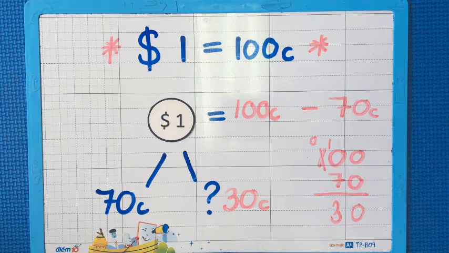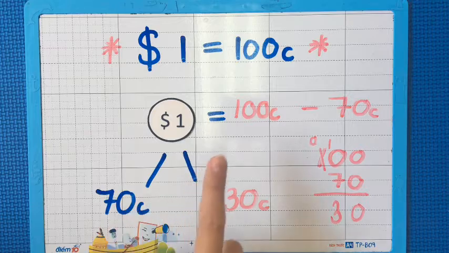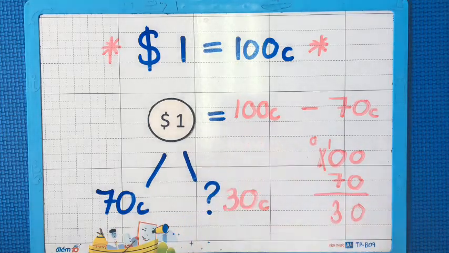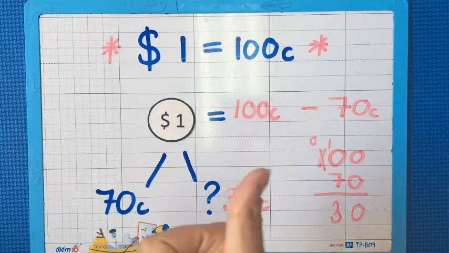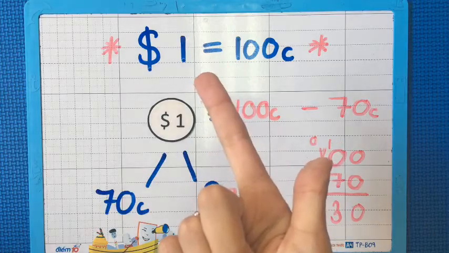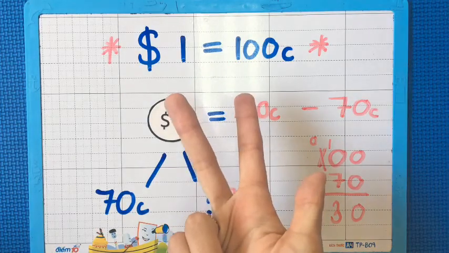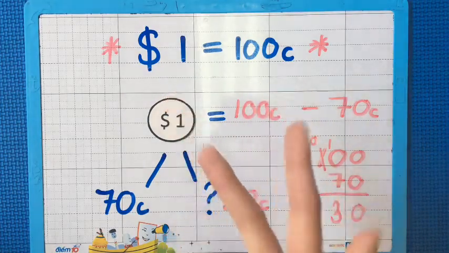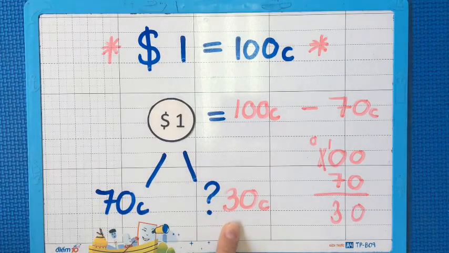Or in my head, I can put the number 70 in my head, and I'm going to count on up to 100 in tens. So I count starting from 70 in my head, 80, 90, 100. I've counted in tens. I will get to 30.